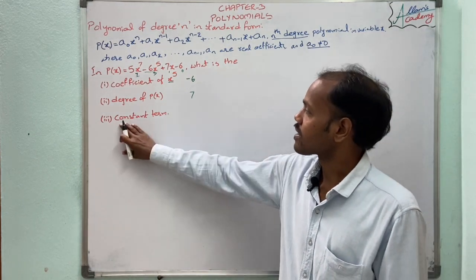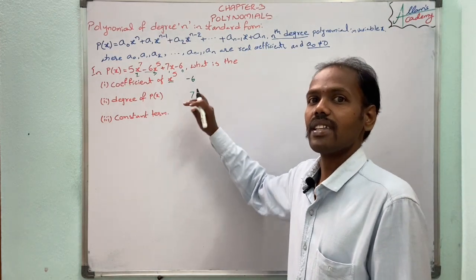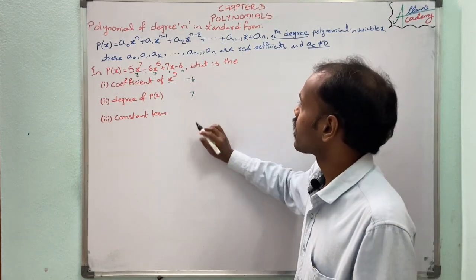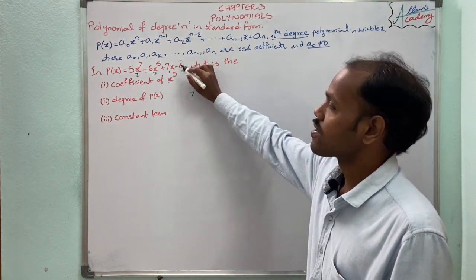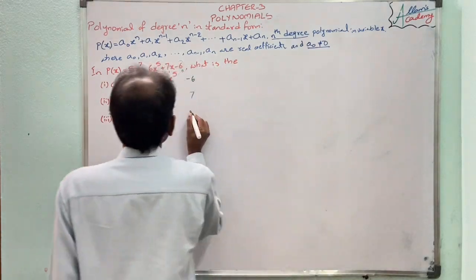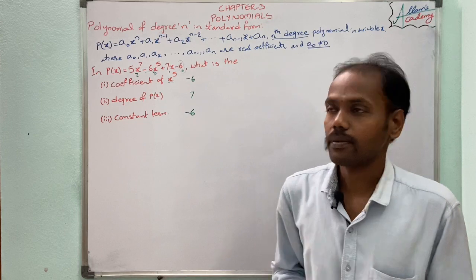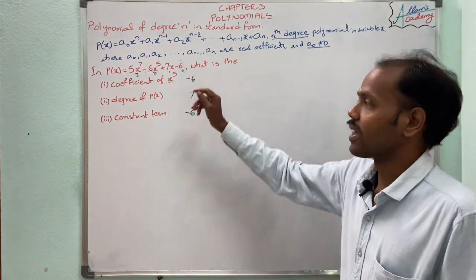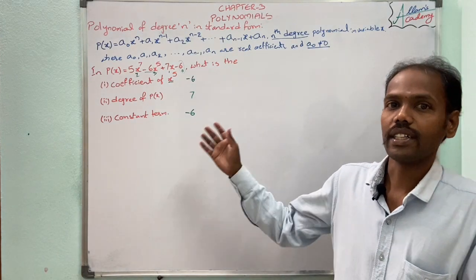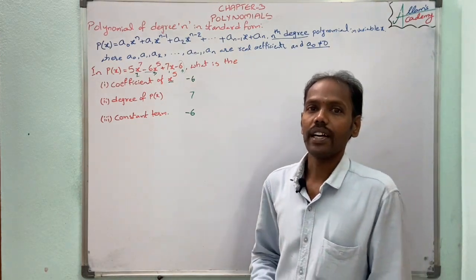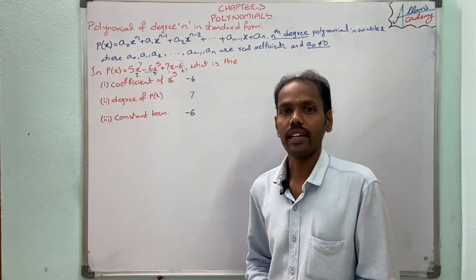Next one asks for the constant term. Constant term means the term of degree 0, and the term with degree 0 here is minus 6. So the constant term is also minus 6. In this module we will write the coefficients of given terms and the degrees of the polynomial, and we will also be asked to write constant terms.